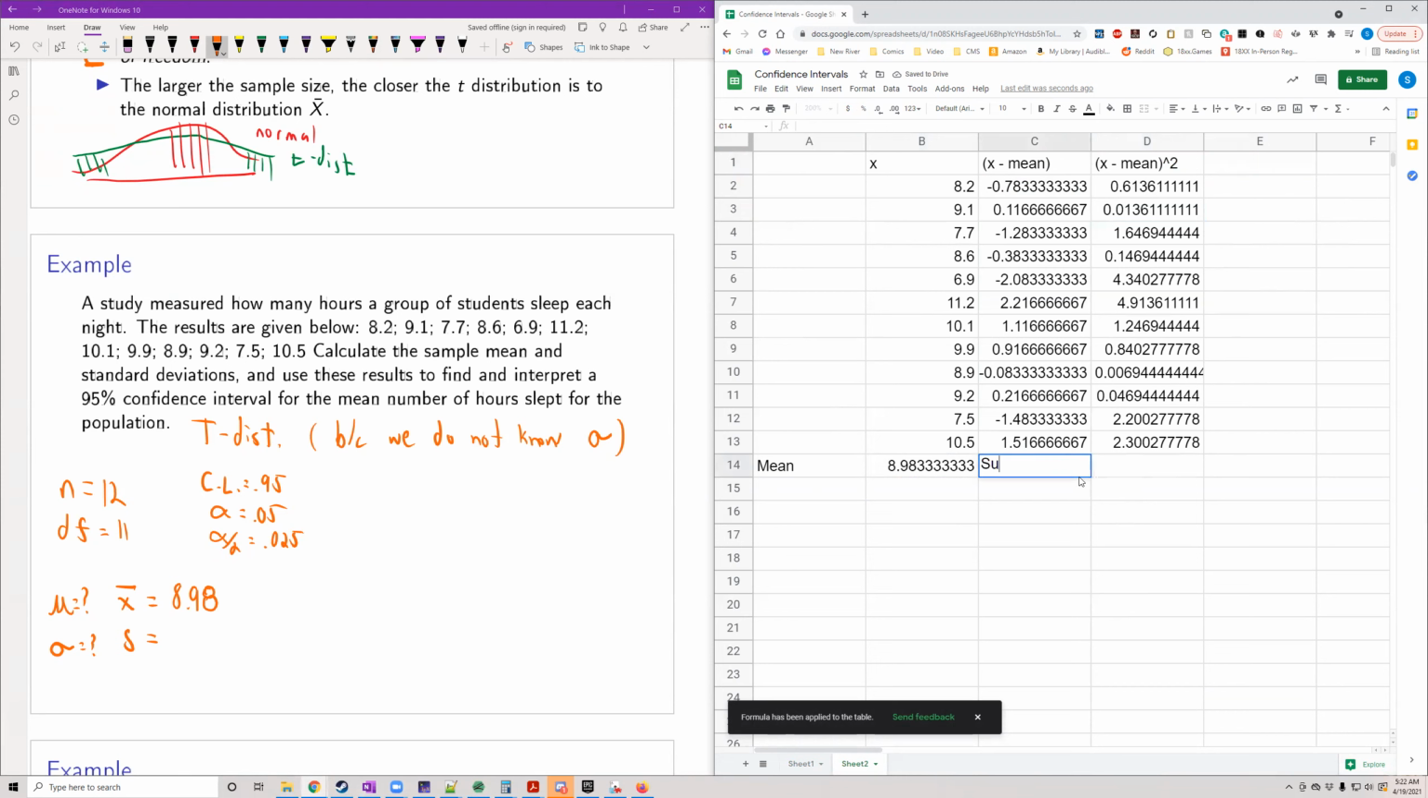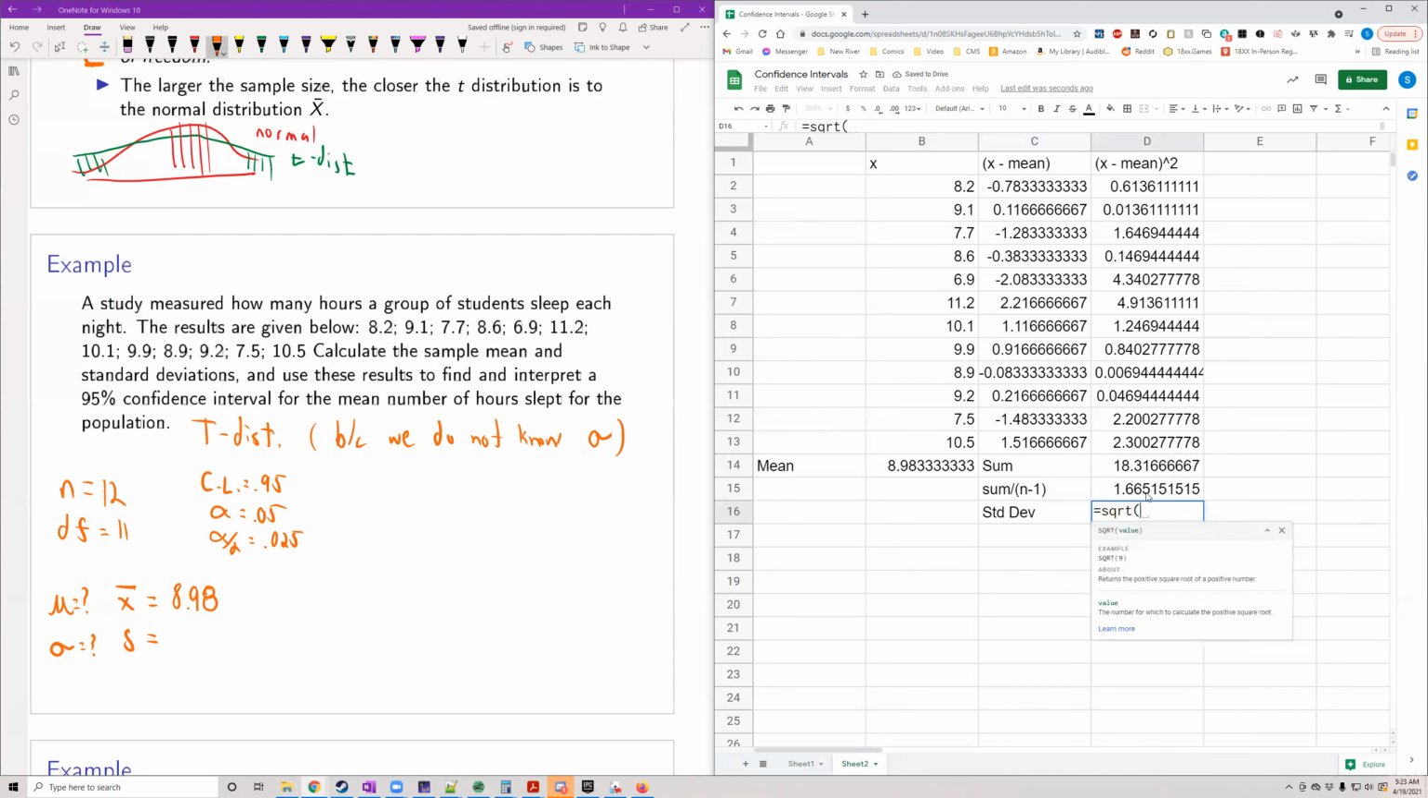Then we need to do the sum of all of this. Then we will need to divide by n minus 1. And we now know this is the degrees of freedom. So we could divide by the degrees of freedom or the n minus 1. It's the same number. This divided by 11. And then we need the square root, which is the actual result. Standard deviation is the square root of what we just got. 1.29.